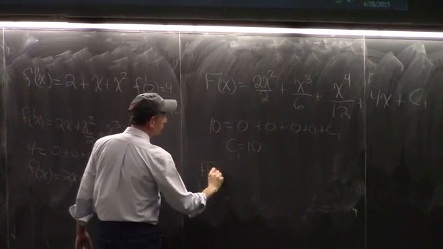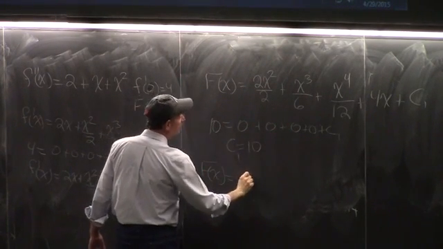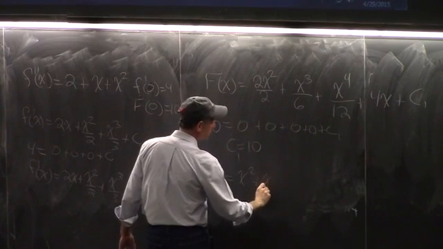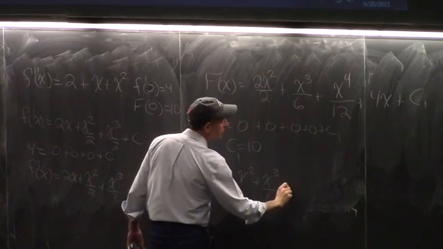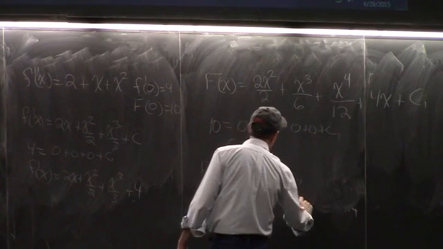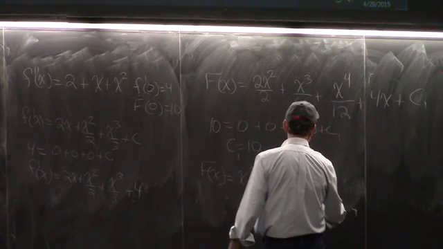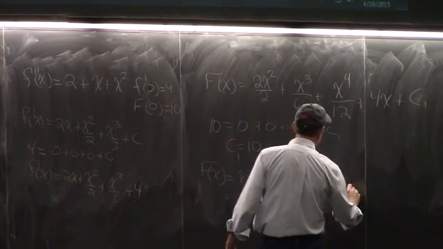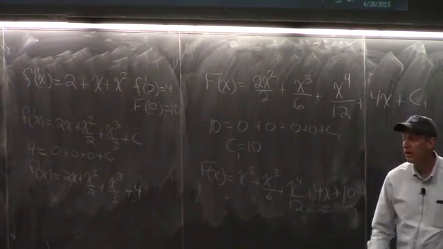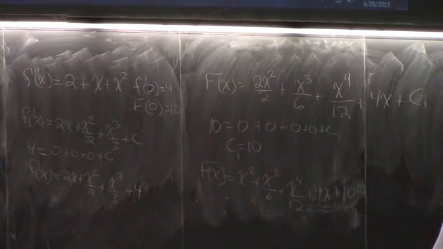So my original function must have been x squared plus x cubed over 6 plus x to the 4th over 12 plus 4x plus 10. And if you get a problem like this, check. It's very easy to do. Take the derivative again.